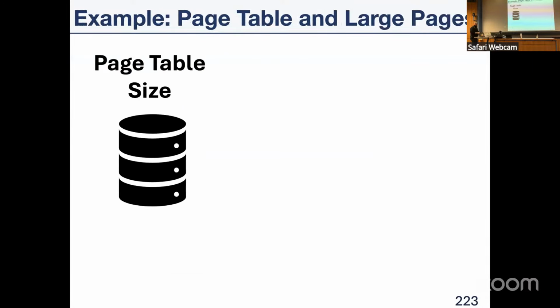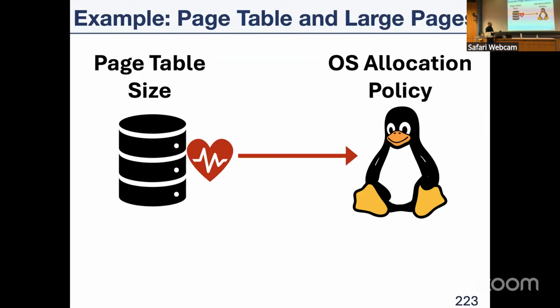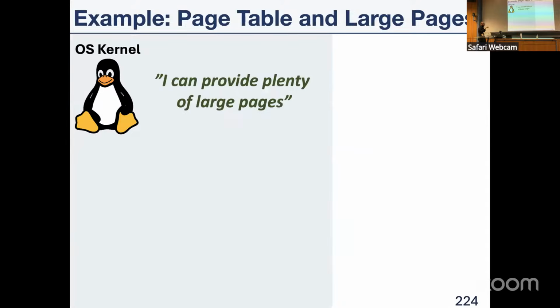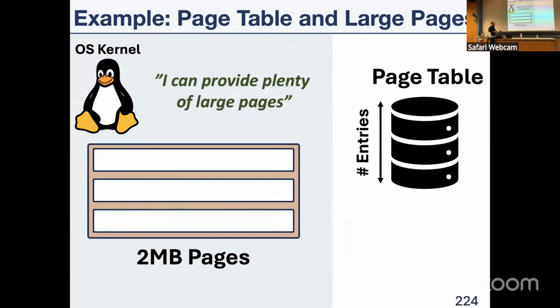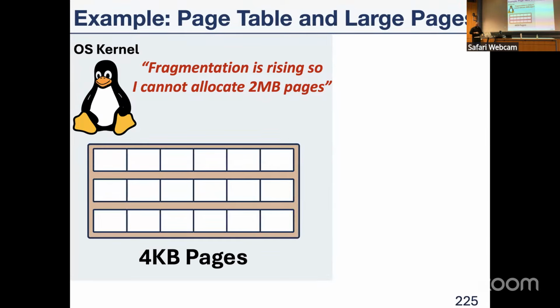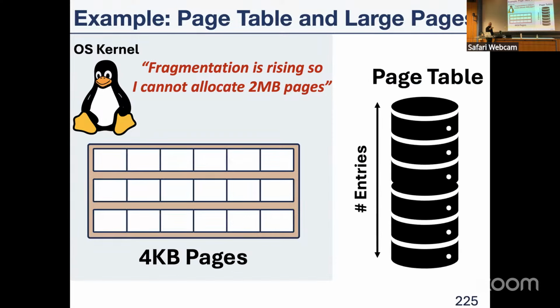An example is the page table and large pages. The page table size depends on the operating system allocation policy. If the operating system decides that it can provide many large pages, then the page table becomes smaller. If the operating system says, oh, fragmentation is very high, I have many holes because of the placement of 4 kilobyte pages, I cannot give you too many 2 megabyte pages. In this case, the page table size starts growing.